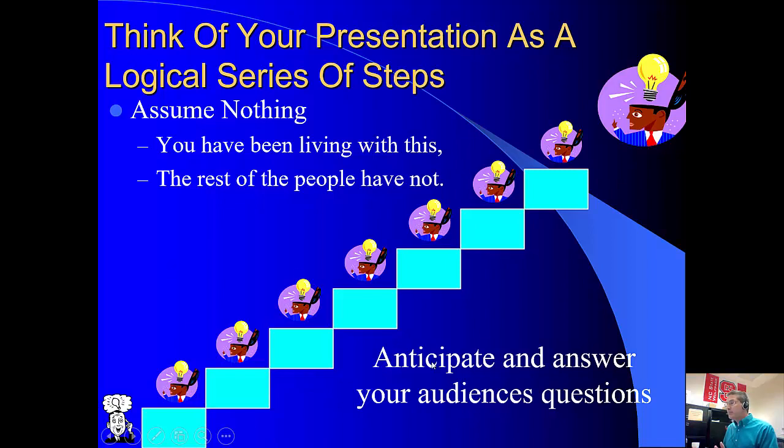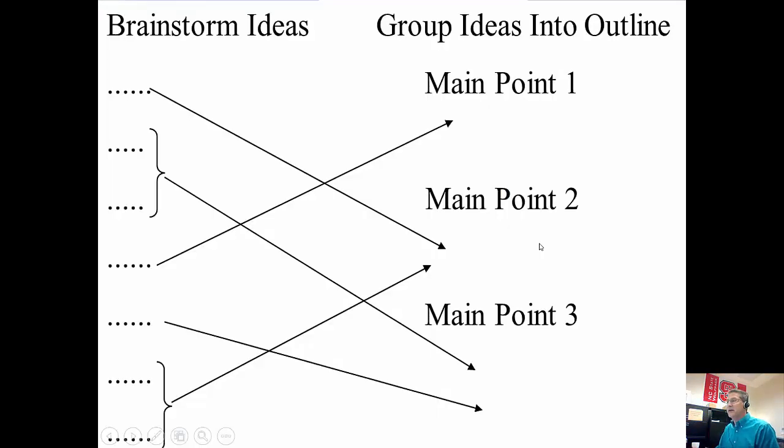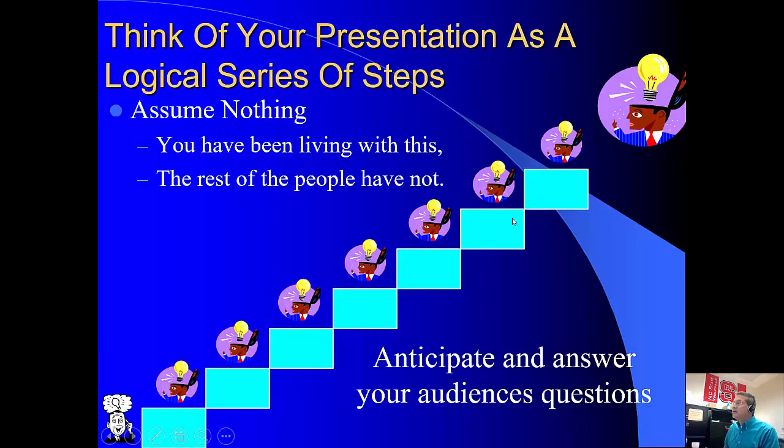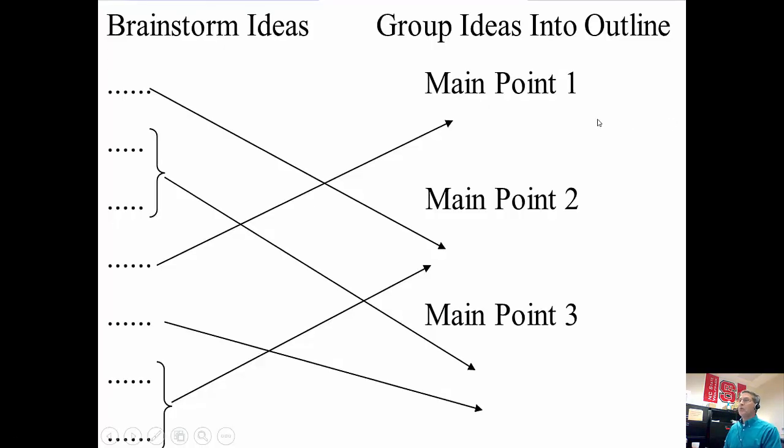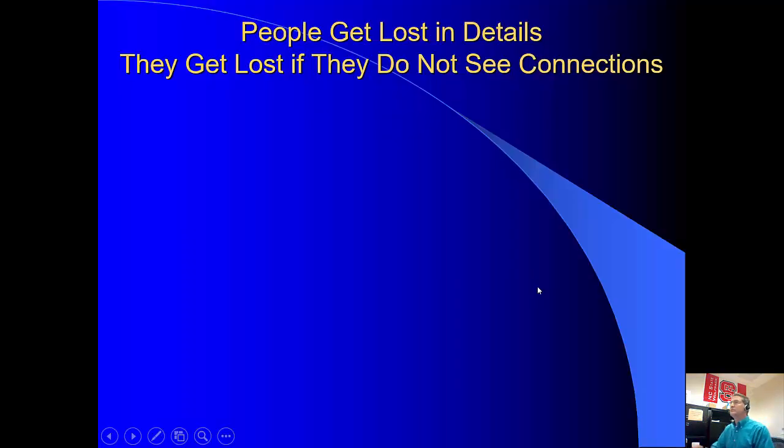You want to anticipate and answer your audience's questions. What do they need to know in order to come to the same conclusions that you did, that these are the needs, these are the requirements? And you want to step them through logically from A to B to get there. And again, I don't know any way to create that logical progression of ideas without very carefully outlining your presentation and looking at how everything fits together.